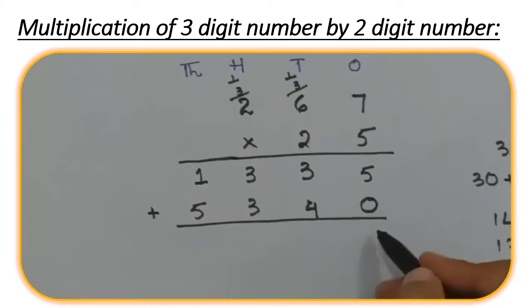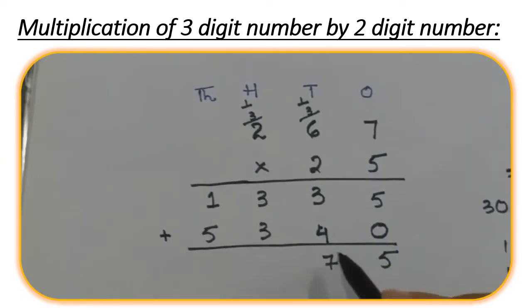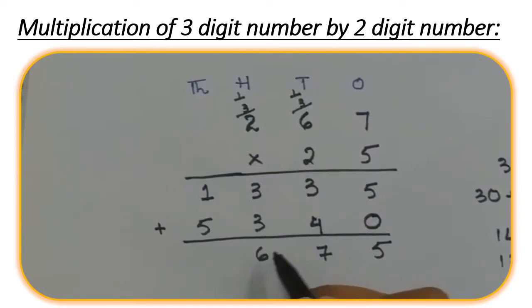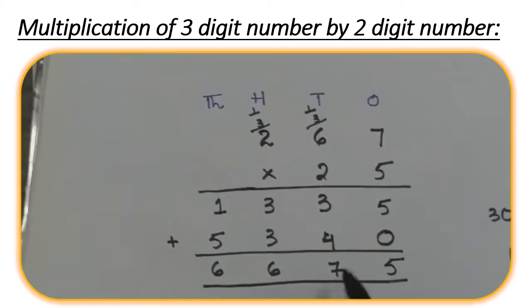5 plus 0 is equal to 5. 4 plus 3 is equal to 7. 3 plus 3 is equal to 6. 5 plus 1 is equal to 6. So this is our final answer.